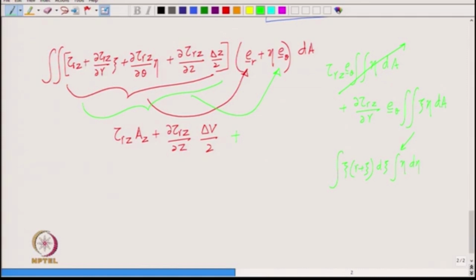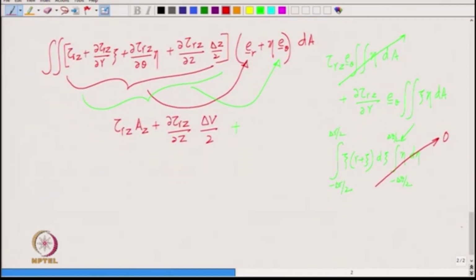So, I have completely expanded it, and zeta goes from minus delta r by 2 to delta r by 2, whereas eta goes from minus delta theta by 2 to delta theta by 2. And what is the integral of eta d eta? It is eta square by 2, and then you evaluate at the upper and lower limit and subtract, but this is simply 0, is not it? So, this gives me 0.